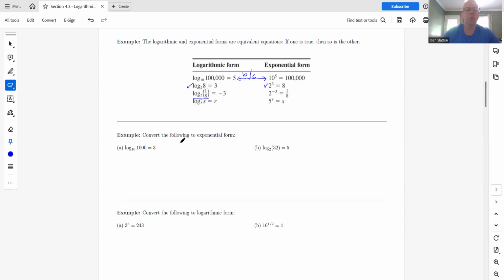Convert the following to exponential form. We have log base 10 of 1,000 equals 3. In exponential form, the base is the base of the exponential form, and then these two are going to switch sides. The 1,000 was on the same side as the 10, so the 1,000 is going to move to the other side, and the 3 is going to move to the other side. So 10 to the third equals 1,000, and of course, we know this is true. The reason I say that is that if you rearrange these numbers in any other way, say 3 to the 10th equals 1,000, we know that's not true.